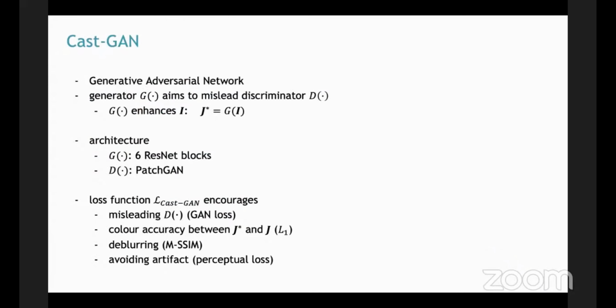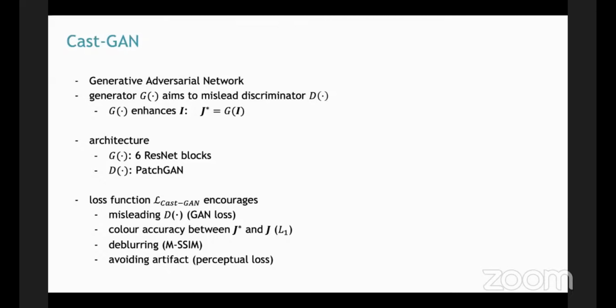And about our neural network, we proposed Cast-GAN, that is a generative adversarial network in which the aim is to have the generator G that mislead the discriminator. We enhance the degraded image I to obtain J star. The architecture of our Cast-GAN is quite simple. For the generator, we use 6 ResNet blocks, and for the discriminator, we use a patch-GAN.